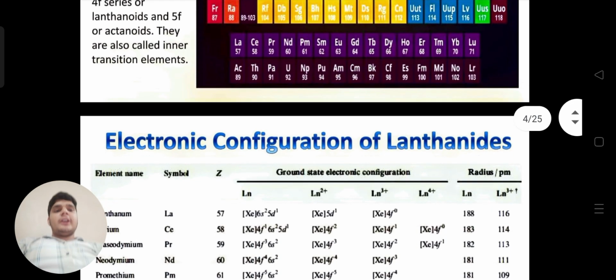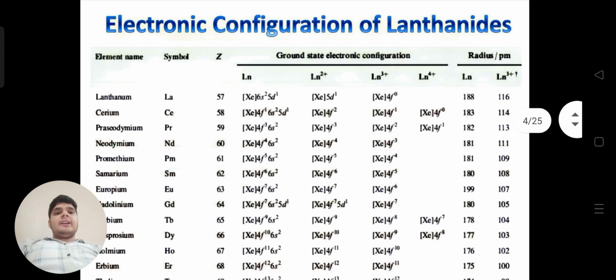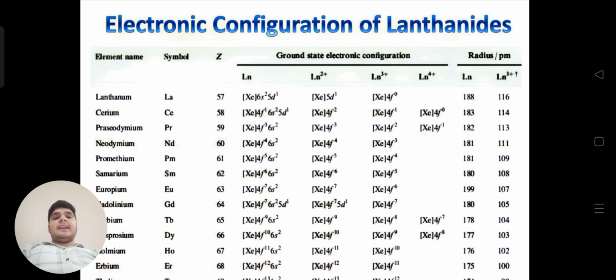Now, let's see the electronic configuration of the lanthanides. Let's take an example to understand it. Let's take lanthanum with symbol La and atomic number 57. Its configuration in the ground state is xenon 6s2 5d1, in the Ln2+ state its configuration becomes xenon 5d1, and in 3+ it becomes xenon 4f0. Its radius is 188 picometer and in the 3+ state it is 116 picometer.